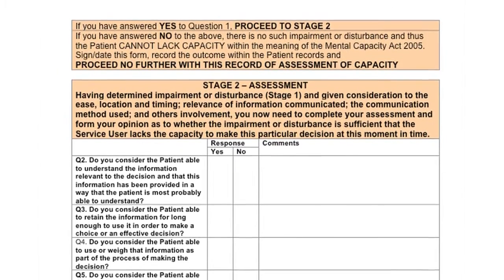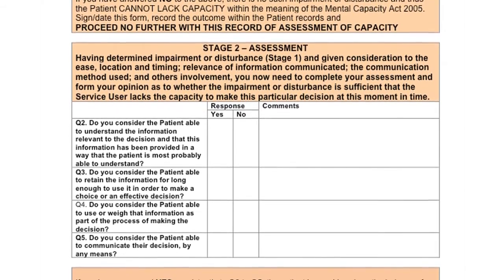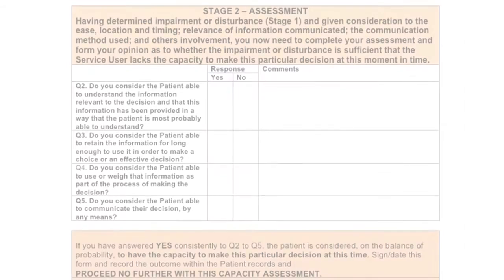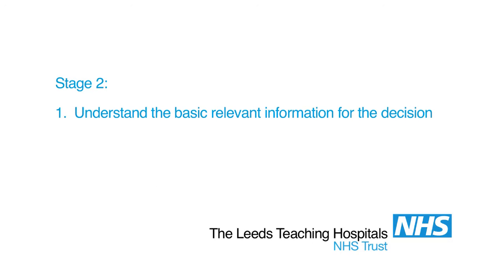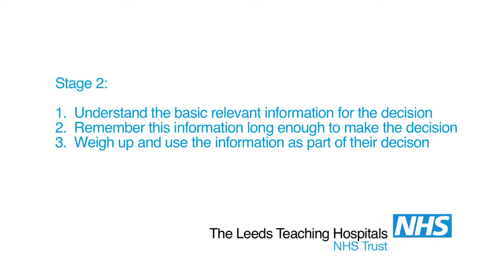The next step is to assess whether or not the impairment and/or disturbance of mind is actually sufficient to stop them from doing one or more of the following. Stage 2. 1. Understand the basic relevant information for the decision. 2. Remember this information long enough to make the decision. 3. Weigh up and use the information as part of their decision. 4. Communicate their decision by any means.